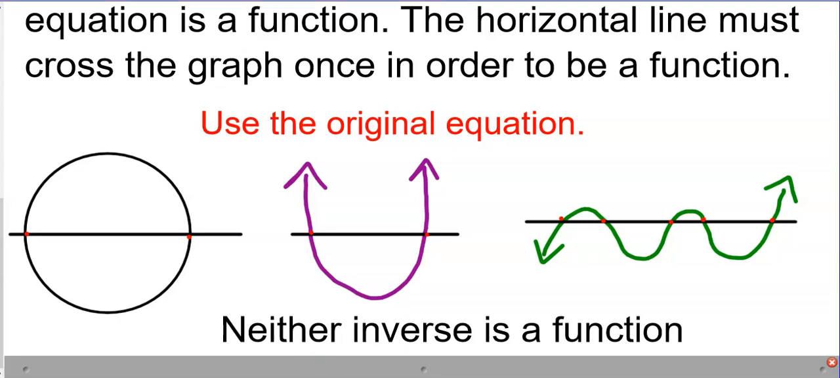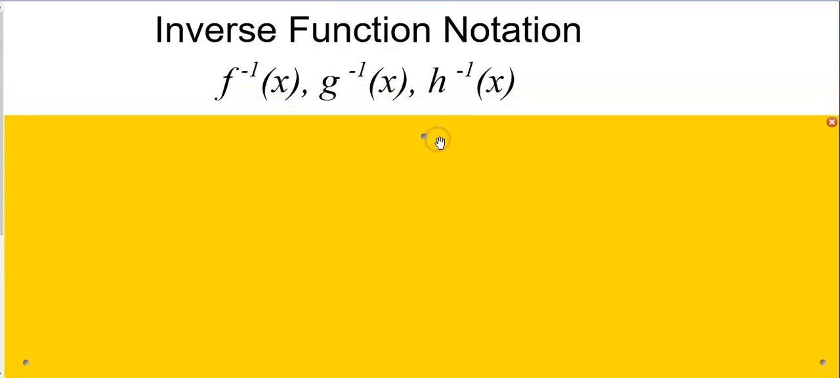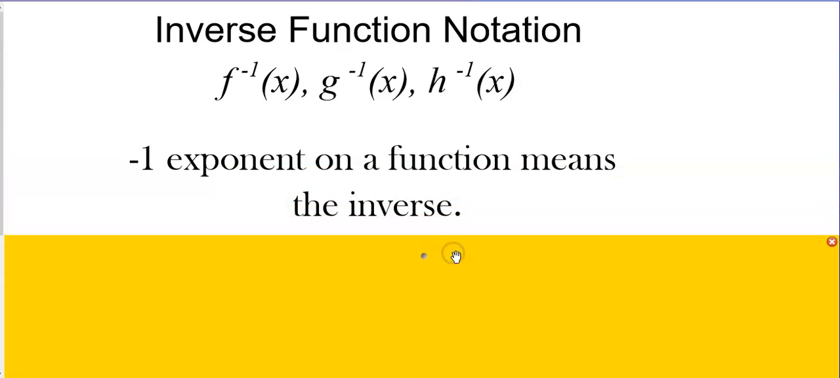With that being said, now let's talk about function notation and what things look like. First off, our inverse function notation looks like f to the -1 power of x, g to the -1 power of x, h to the -1 power of x. Each one of these represents the inverse. A -1 exponent on a function means it's the inverse function.